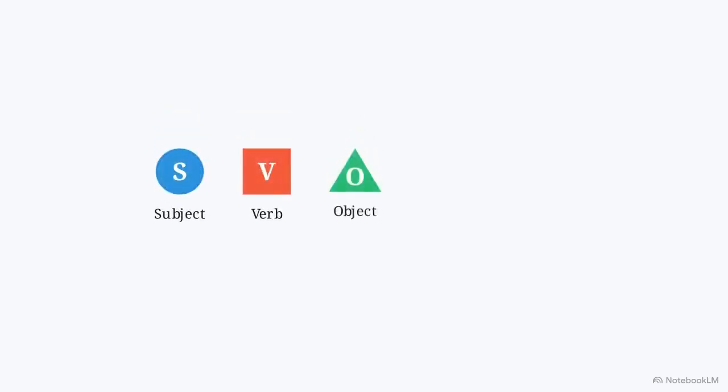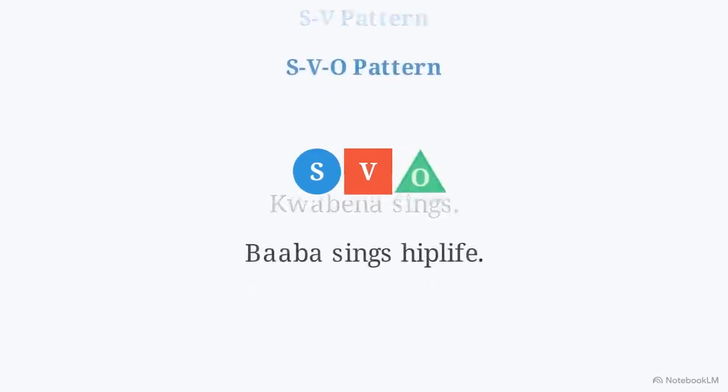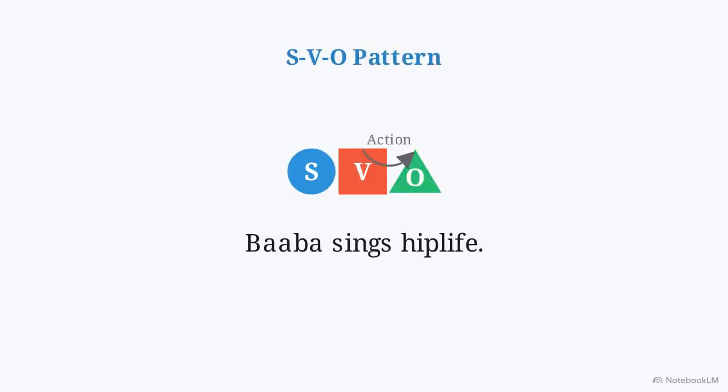We can zoom in even further. Those two broad halves are built using 5 granular functional elements: subject, verb, object, complement, and adjunct. These elements combine to form predictable patterns. A subject and a verb give us an SV pattern. Kwabena sings. If that action transfers to a receiver, the pattern expands to SVO.